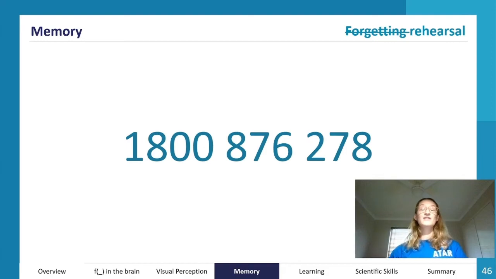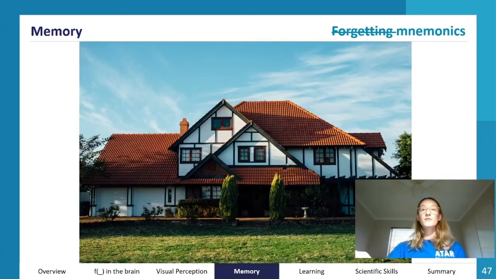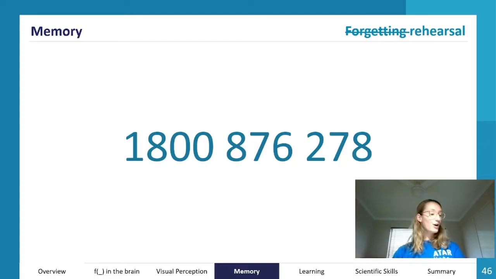Another mnemonic to prevent forgetting is rehearsal. We actually have a few different types of rehearsal: maintenance rehearsal and elaborative rehearsal. Maintenance rehearsal is keeping information in your short-term memory, or moving it to long-term memory, by simply repeating the information over and over. So yes, we have the example of a phone number.